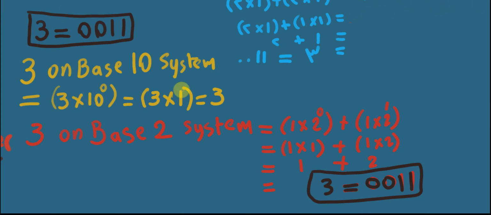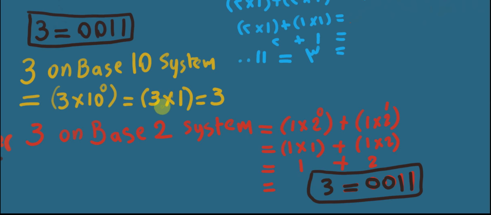This 1 is the 10 raised to 0. So if you raise any number to 0, it's equal to 1. That's why 3 times 10 raised to 0 is equal to 3 times 1. 3 times 1 is equal to 3. So if you want to understand why the 3 in the ones place is equal to 3, this will help you understand how we represent the three in the ones place.